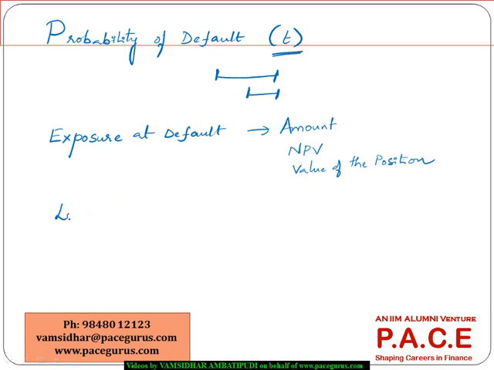Then one more term that gets into this understanding process is the loss given default, LGD, or on the same lines we also use a word called recovery rate. Both go hand in hand. In case the default occurs, what is the proportion of the lent amount that is lost by the lender?